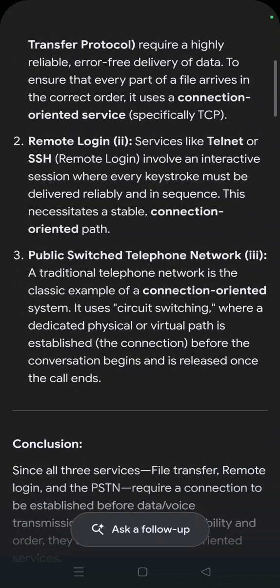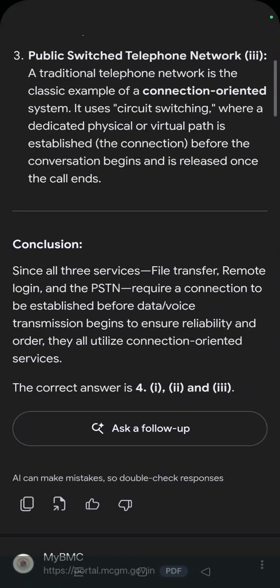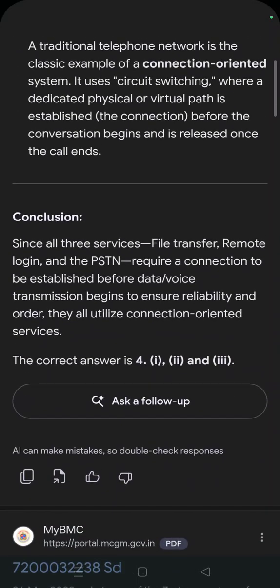Public switched telephone network. A traditional telephone network is a classic example of a connection-oriented system. It uses circuit switching, where a dedicated physical or virtual path is established. The connection is made before the conversation begins and is released once the call ends. Since all three services, file transfer, remote login, and PSTN, require a connection to be established before data or voice transmission begins to ensure reliability and order, they all utilize connection-oriented services.